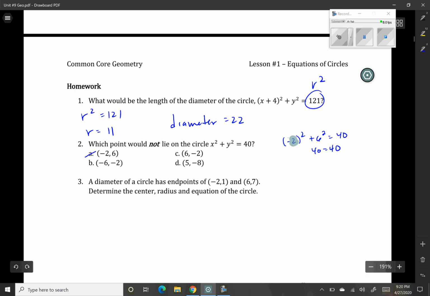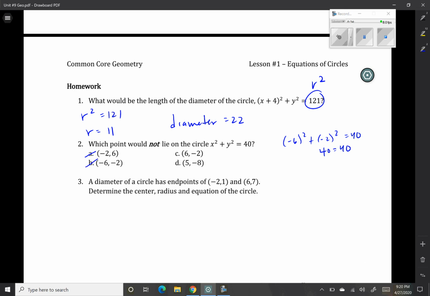Point B, if I do the same thing here, I don't want to waste a ton of space. I can do -6 squared plus -2 squared equals 40. Type that in my calculator, I get 40 equals 40. That one also works.